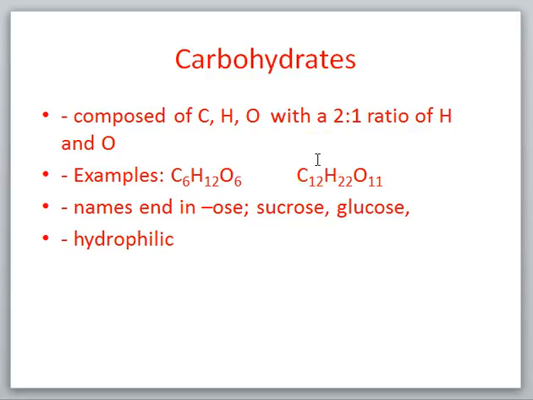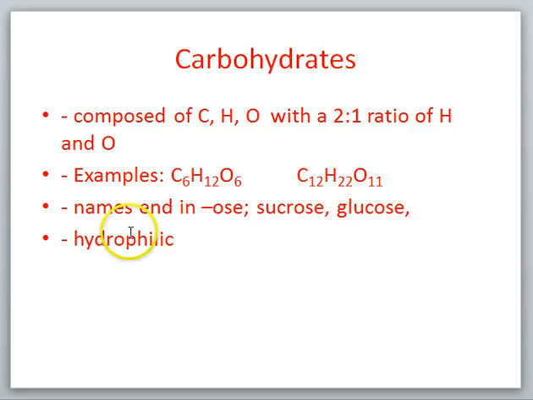Now, it is actually not water in the carbohydrate. It just happens to be in the same ratio as water. You don't actually have water molecules. Okay, so some examples down here. We have C6H12O6. Notice 2 hydrogens for 1 oxygen. C12H22O11. So again, just 3 elements, carbon, hydrogen, oxygen, 2-to-1 ratio for the hydrogen and oxygen.